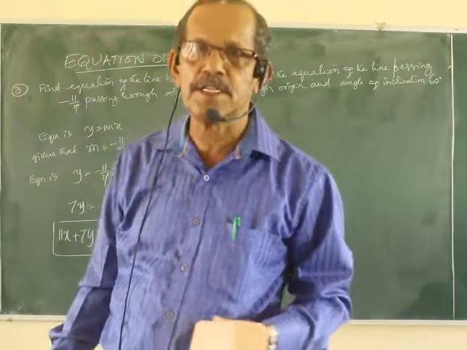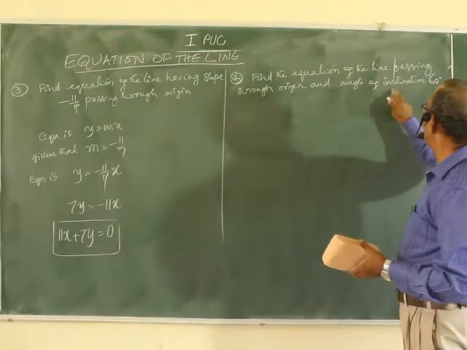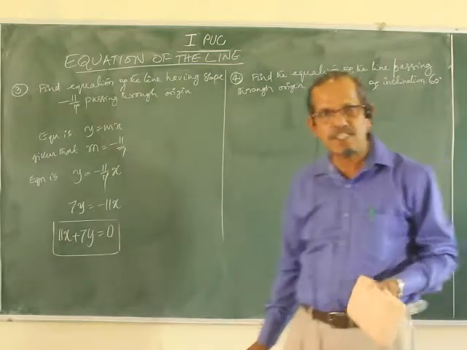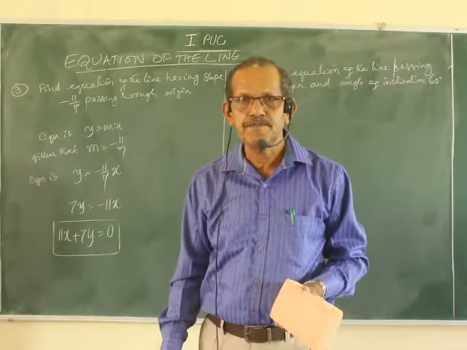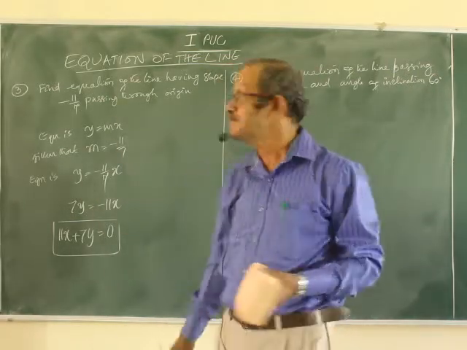Immediately you are writing the equation because y equal to mx. Here slope is not given, but angle of inclination is given. If angle of inclination is given, why can't you find the slope? Tan theta is the slope, no? Find the slope, then write the answer.